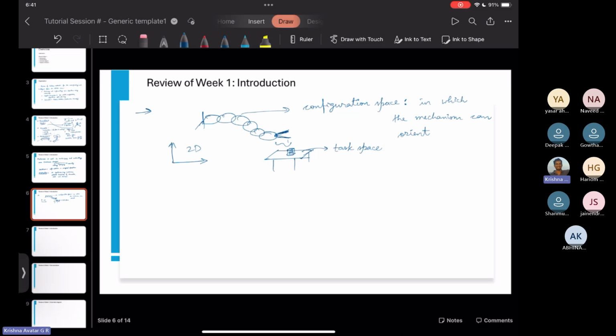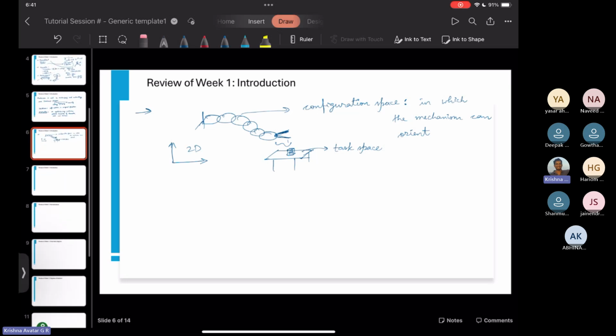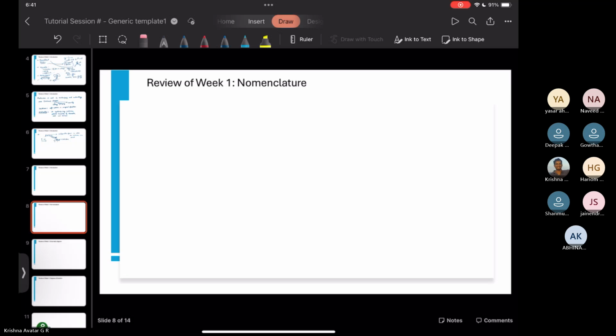Fine. Now we'll move to discussing some other nomenclature as per the notes, as per the lectures. We'll talk about what a kinematic chain is.